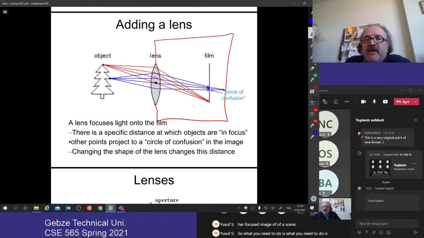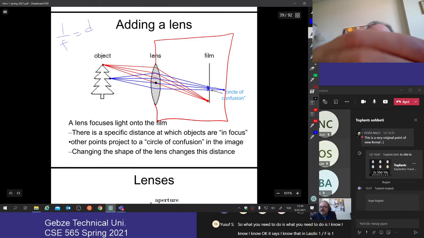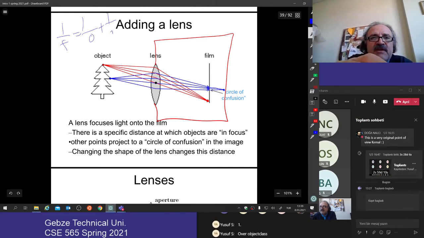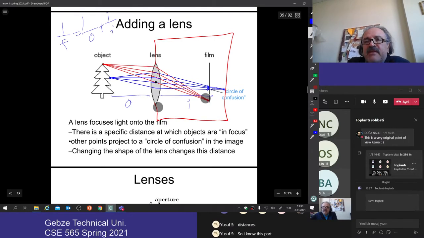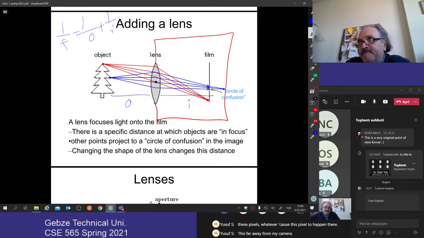Since I know the thin lens law, 1 over f is 1 over object plus 1 over image. So my object is this far, my image is this far. That's the relationship between the distances. I know this part because this is my camera: I know the distance between the lens and the film. I don't know the O. I know F. In that case, I will find the focused parts of the image, and I will say that whatever caused these pixels is this far away from my camera.